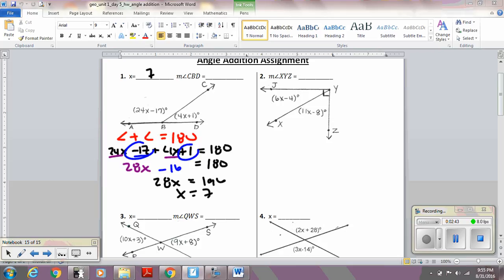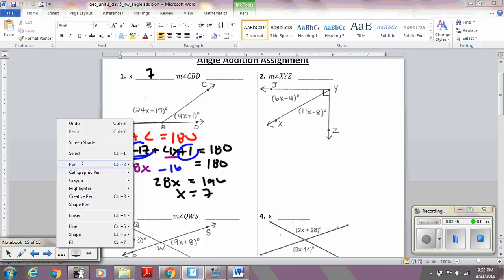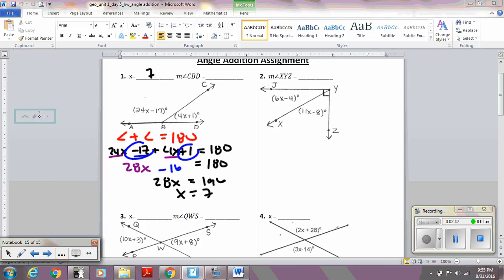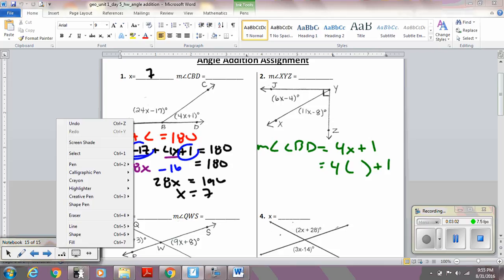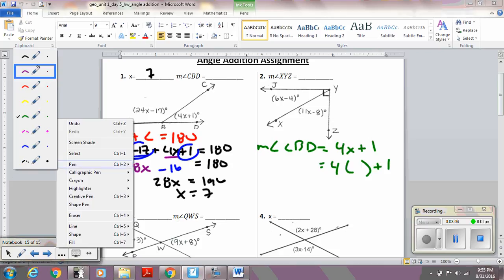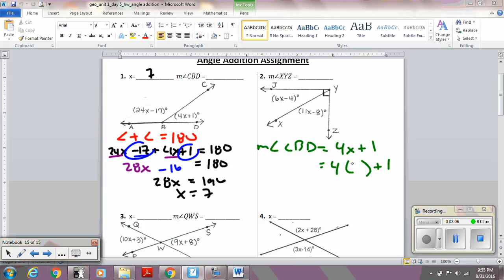Now we're going to find the measure of angle CBD. When you look at the picture, it tells us the measure of CBD is equal to 4x plus 1. So now we're going to take our x value and substitute it in. X was 7. So 4 times 7 is 28, plus 1 is 29, so 29 degrees.